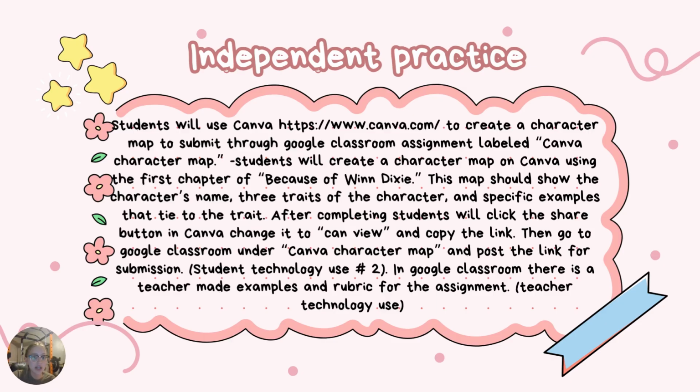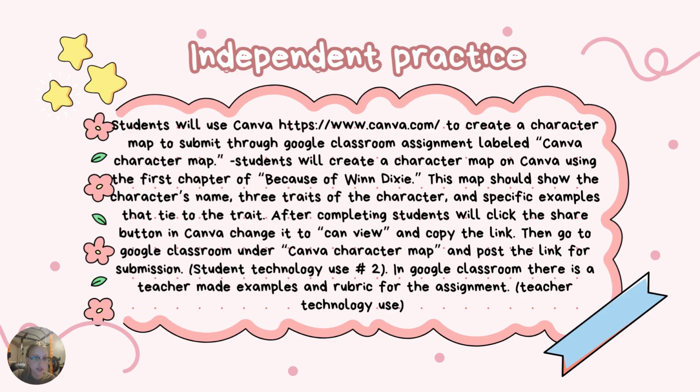The students will create a character map on Canva using the first chapter that we read together in Guided Practice, Because of Winn-Dixie. This map should show the character's name and 3 traits of the character, with specific examples, such as quotes and examples from the story that tie to that trait that they're listing.